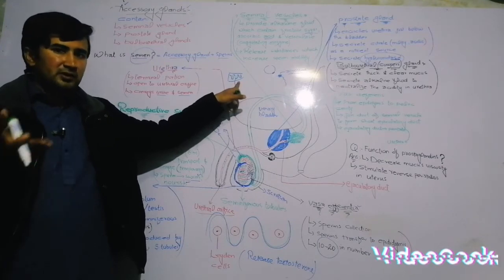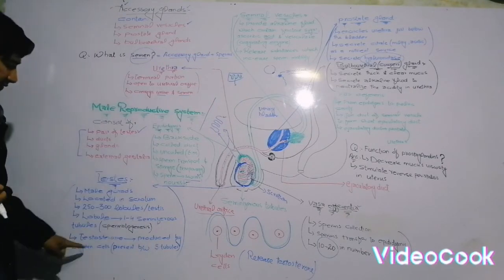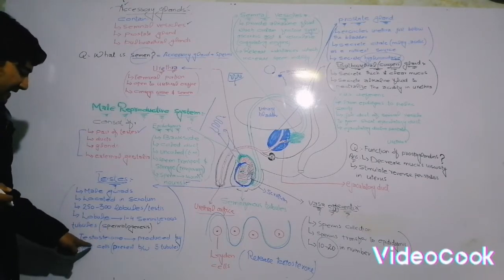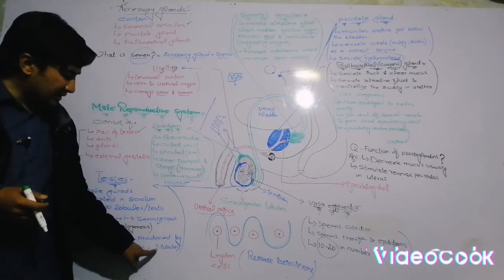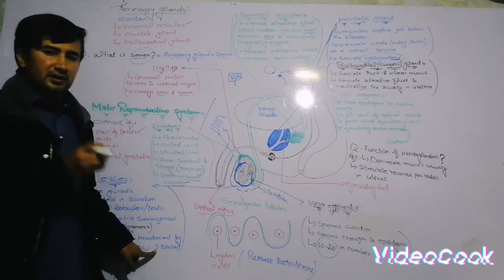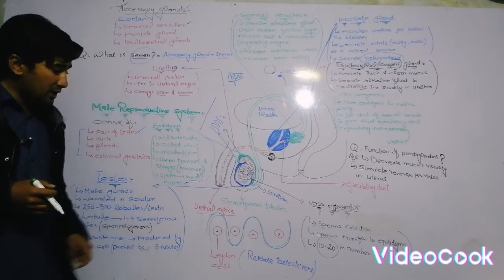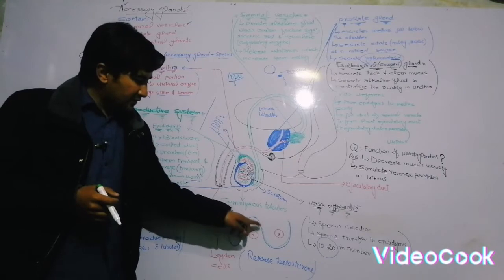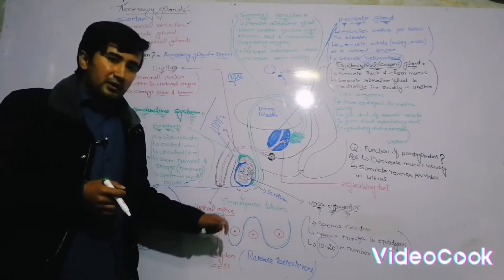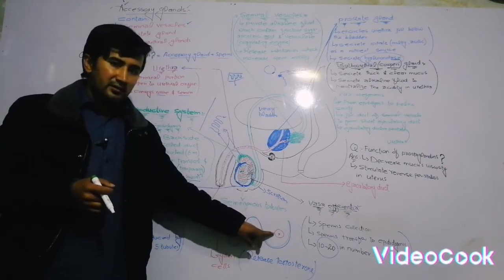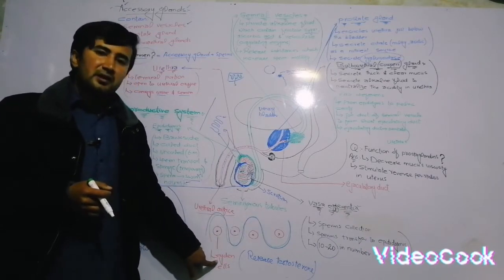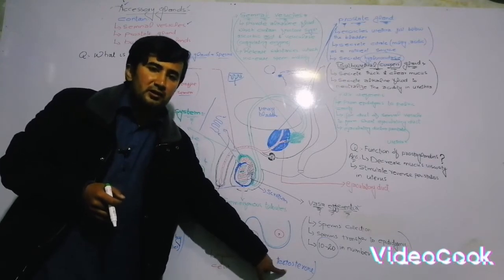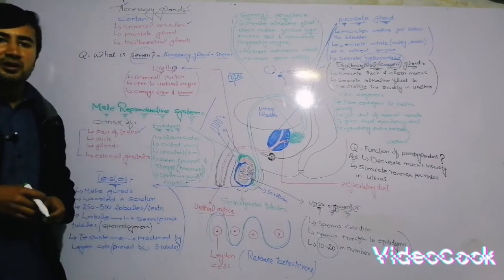After spermatogenesis occurs here, the testosterone hormone is produced by the Leydig cells present between the seminiferous tubules. I wrote the S here in shortcut form for seminiferous tubules. You can see the seminiferous tubule in a coiled shape. It contains the Leydig cells between it, and the function of the Leydig cells is to produce the hormone called testosterone. This testosterone is responsible for the production of sperms.